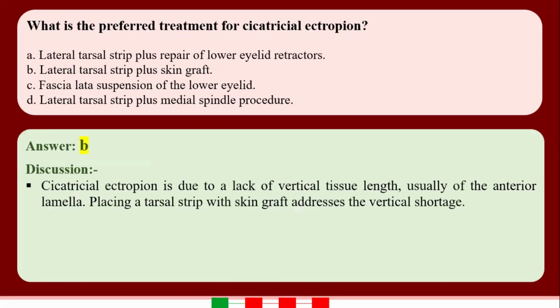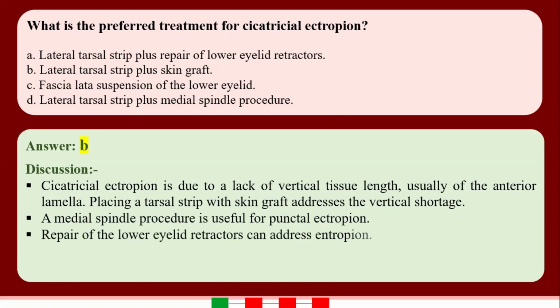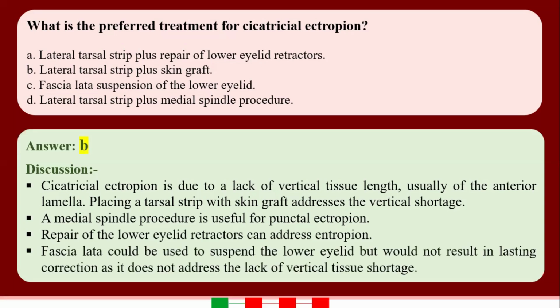Cicatricial ectropion is due to a lack of vertical tissue length, usually of the anterior lamella. Placing a tarsal strip with skin graft addresses the vertical shortage. A medial spindle procedure is useful for punctal ectropion. Repair of the lower eyelid retractors can address entropion. Fascia lata could be used to suspend the lower eyelid but would not result in lasting correction as it does not address the lack of vertical tissue shortage.